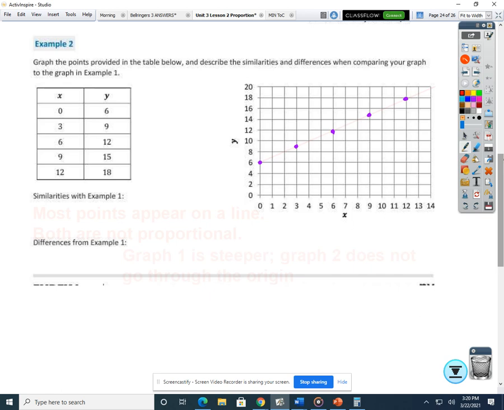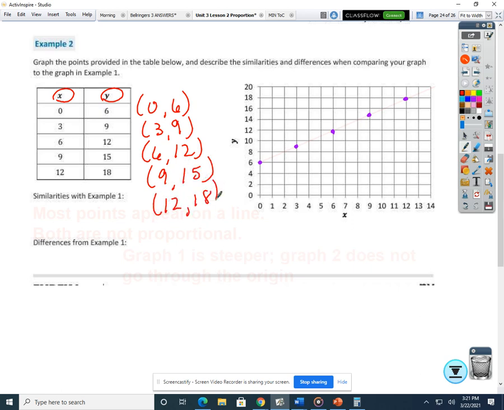And then our second example, we have our X and our Y. We'll create our points for each of these entries. All right, and then we come and put them on our graph.